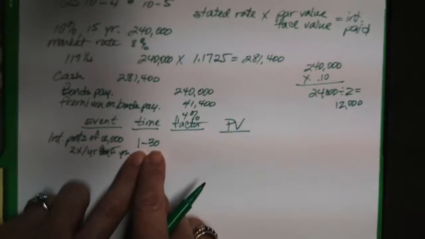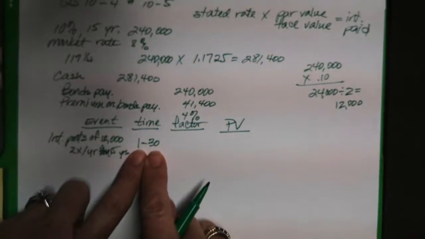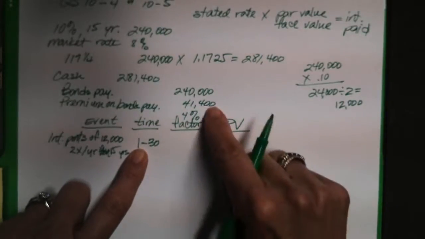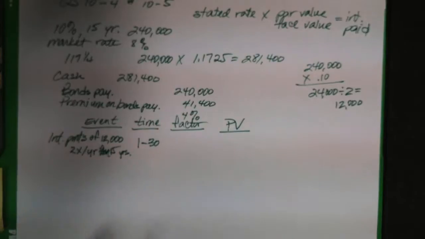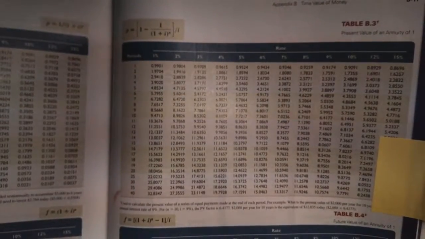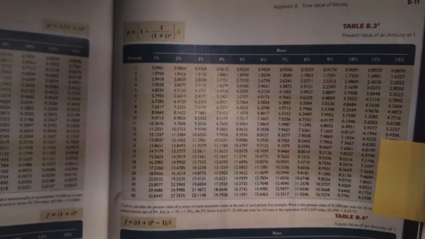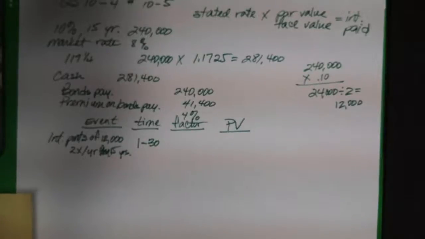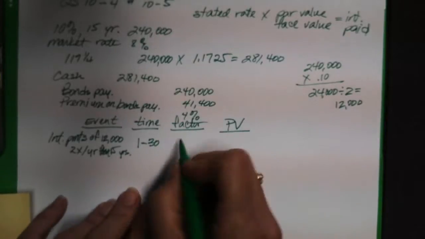Now, what I want to know is what is the value of getting $12,000 twice a year for the next 15 years. What is the value right now? That's what present value is. Well, if 4% is the interest rate, get your annuity table out and look up 30 periods, way down on the left, 30 periods at 4%. Okay, so you end up with a factor of 17.292.